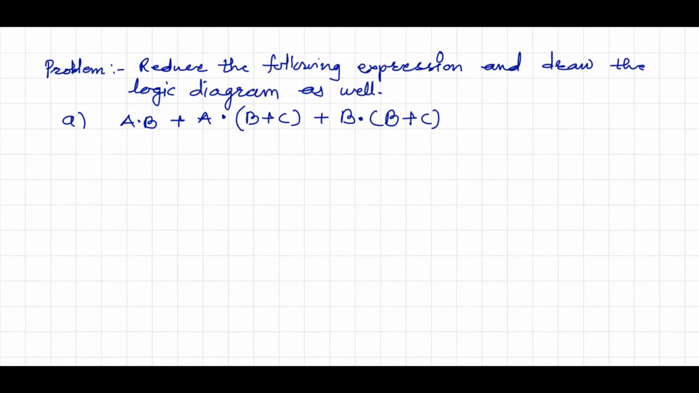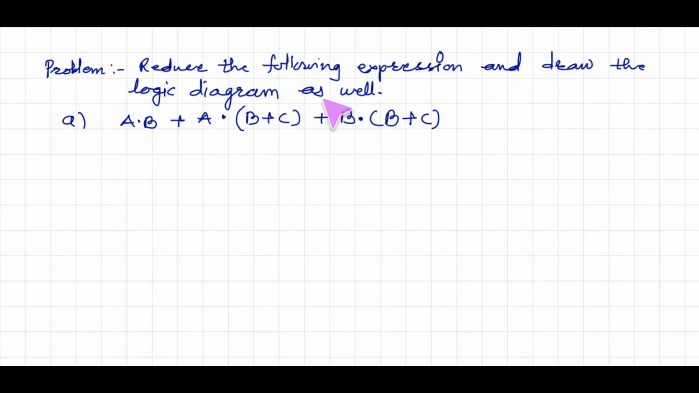Okay, so now we are trying to understand the laws of Boolean algebra using this problem. See here: reduce the following expression and draw the logic diagram as well. We are given this expression, that is a dot b plus a dot (b plus c) plus b dot (b plus c). This is one Boolean expression which is given, and we have to reduce it and draw the logic diagram as well.